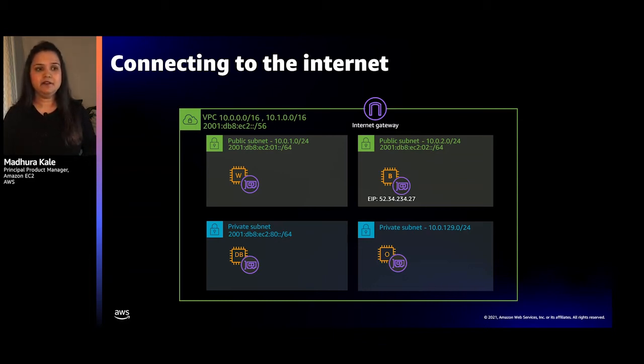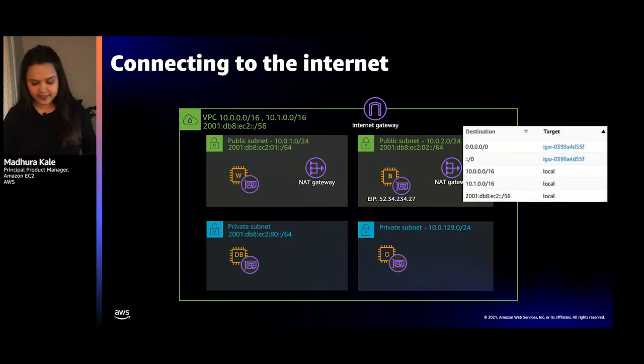For that, we have a product called the NAT Gateway. A NAT Gateway is a managed network address translation, port address translation service that allows you to connect outbound only from instances in your private subnets. So for instances in your private subnet, you have a NAT gateway. A NAT gateway helps you connect instances in your private subnet to the internet.